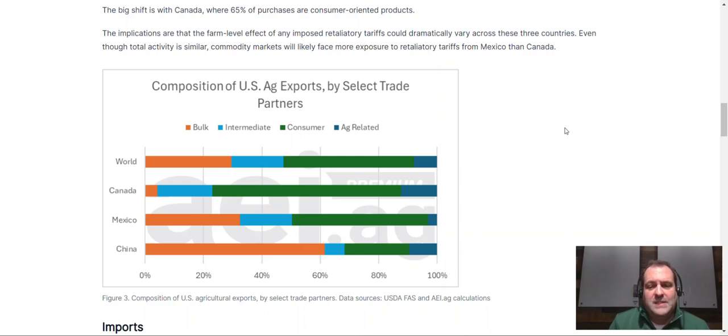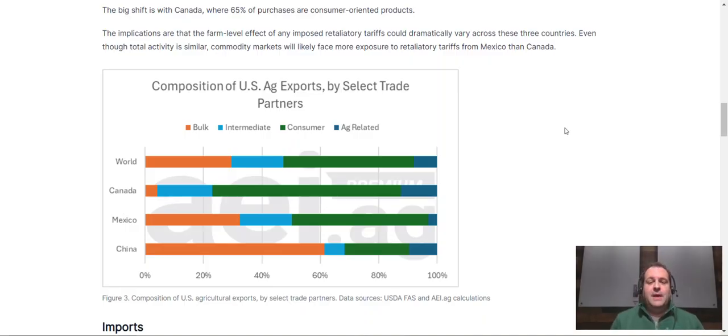One of the things that stands out here is Mexico might have a little bit more trade exposure than we initially think. So China and Canada are very different, but Mexico is sort of in the middle here, where about a third, very similar to our total world exports, of Mexico purchases are bulk. And again, a lot of that's corn. There's quite a few soybeans in there as well.